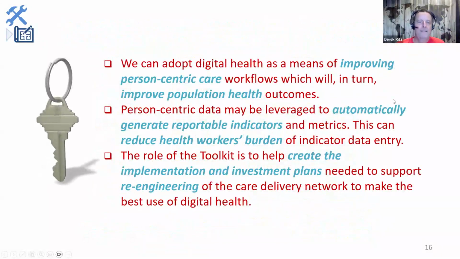So the key takeaways here: we can adopt digital health as a way to improve person-centric care. We still get indicators from that. But we actually will never have more chickens by counting them more carefully. I've just quoted my grandfather on my mother's side. You will not have more chickens by counting them more carefully. You can't statistics your way into improving the outcomes for your population. You have to actually deliver health better. Now, person-centric data can be leveraged to automatically generate these indicators, and that reduces health workers' burden.